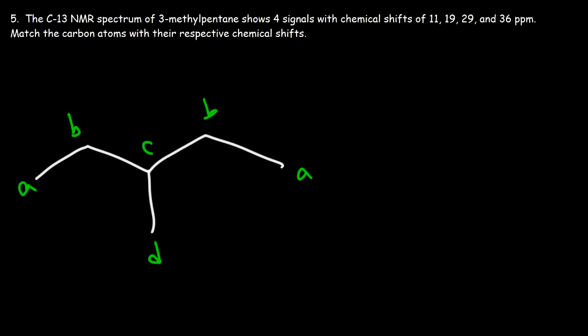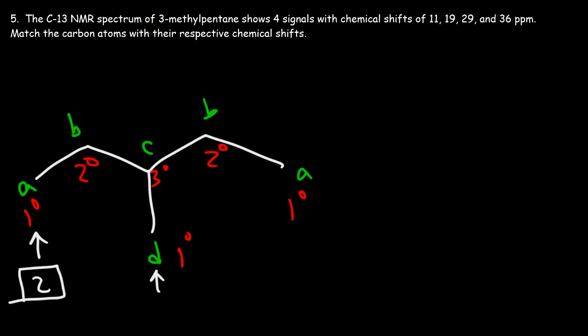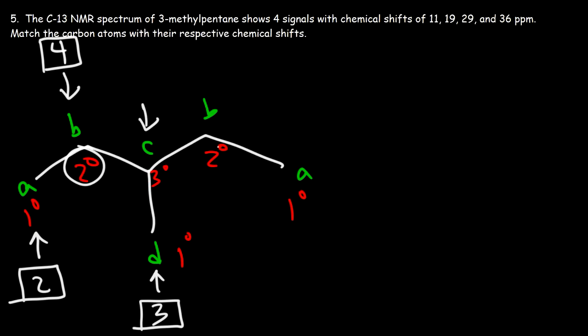Next, let's identify each type of carbon atom. Carbon A is primary, carbon B is secondary, C is tertiary, and D is primary. Now let's focus on the score values. Carbon A is adjacent to a secondary carbon, so it's going to have a score value of 2. Carbon D is adjacent to a tertiary carbon, so it's going to have a score value of 3. Carbon B is between a primary and a tertiary carbon, so 1 plus 3 is 4. And carbon C is adjacent to a secondary, another secondary, and a primary. 2 plus 2 plus 1 is 5.